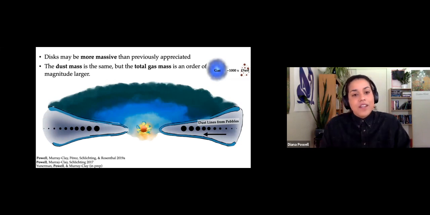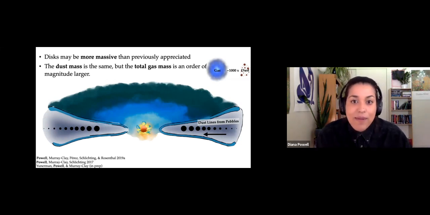Okay, so here's this new picture of disks where they may be more massive than previously appreciated. So the total dust mass is the same, but the total gas mass is an order of magnitude larger. And these qualitative changes to models of protoplanetary disks will have significant implications for theories of planet formation, particularly for any process where the amount of gas affects the evolution of solids. So that could be affected by this picture.